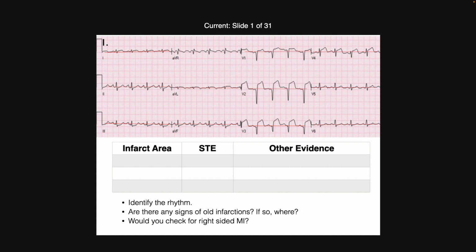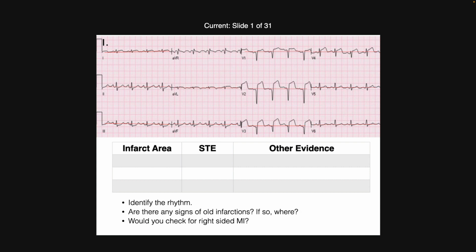So I had it as normal sinus rhythm. And then for infarct area, there's a septal and anterior. Okay. So that was V1, V2, V3, and V4. So be very clear. So septal is what, anterior is what? Septal V1, V2. Okay. V3, V4. Okay. And is there any other evidence for those?